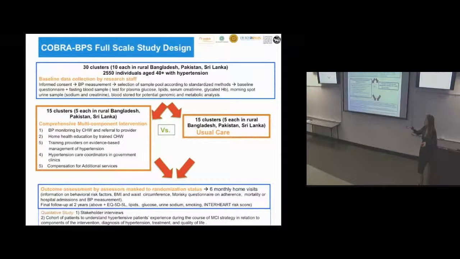We propose to test in a full-scale study. The full-scale study will be in 30 clusters, 10 each in the 3 countries, 2,550 individuals, age 40 and over. 15 clusters to the intervention, 15 clusters to usual care. This is a randomized trial stratified by the countries. We will collect outcome data over 2 years, and there's going to be a qualitative study where we'll do stakeholder interviews, and we also have a cohort of patients to understand hypertensive patients' experience during the course of what we're calling a multi-component strategy, in relation to components of the intervention, diagnosis of hypertension, treatment, and quality of life.